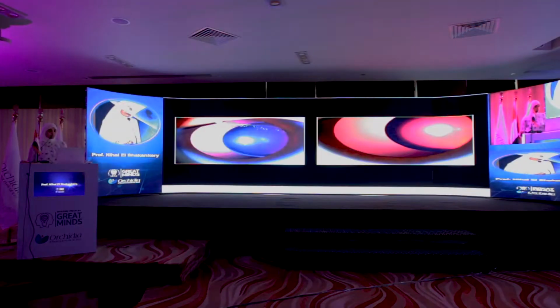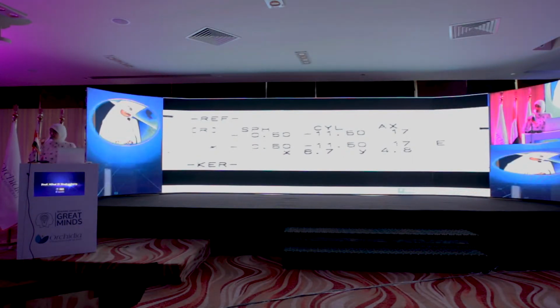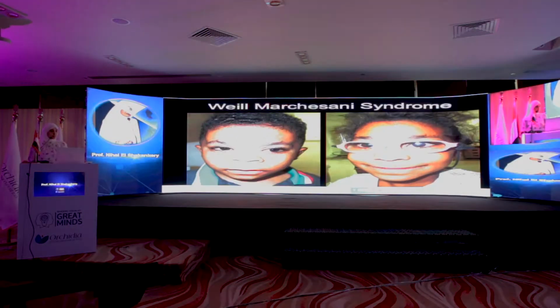It is usually associated with very high myopia reaching over -20 due to the highly spherical appearance of the lens, and usually with very high astigmatism due to subluxation of the microspherophakia, reaching, for example, here -11, which is not amenable to correction by spectacles.